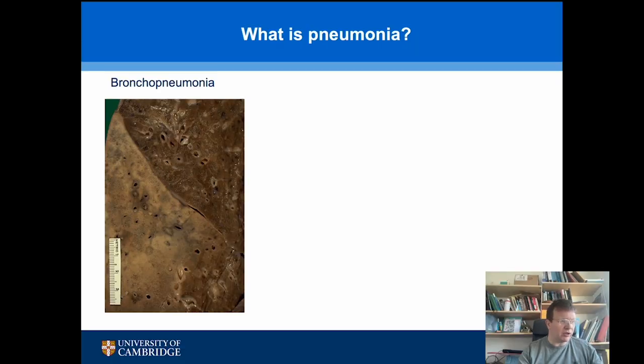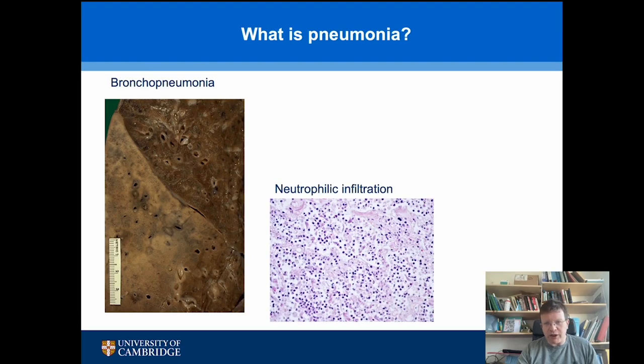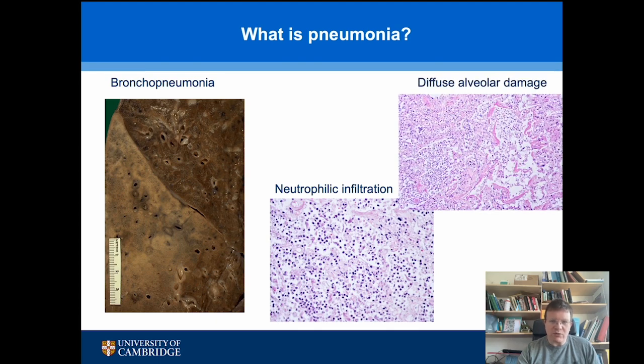So what is pneumonia? Pneumonia is defined by alveolar infiltration in response to an infecting pathogen. What we see macroscopically is consolidated, heavy lungs, and microscopically we can see dense neutrophilic infiltration, and perhaps a little bit more rarely, diffuse alveolar damage with the formation of hyaline membranes. And of course, diffuse alveolar damage is the hallmark of ARDS, of which pneumonia is the single commonest trigger.